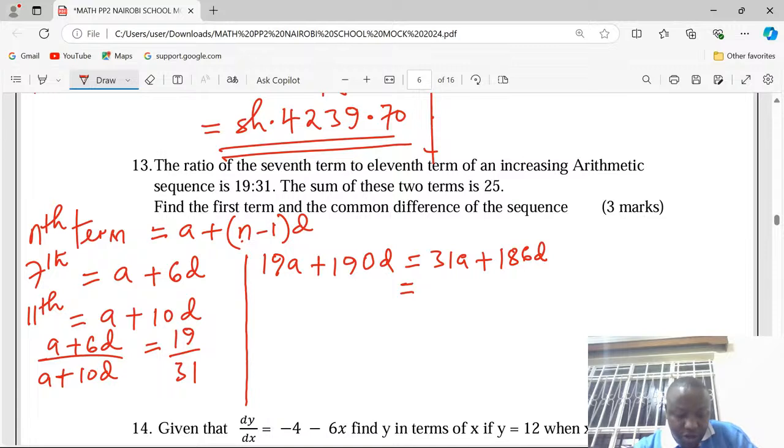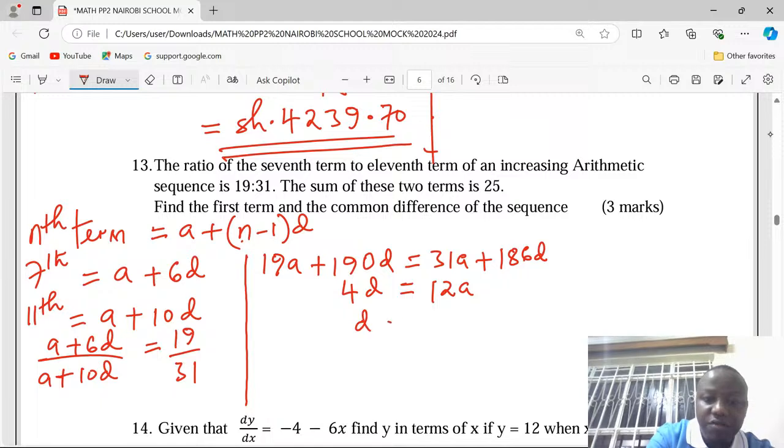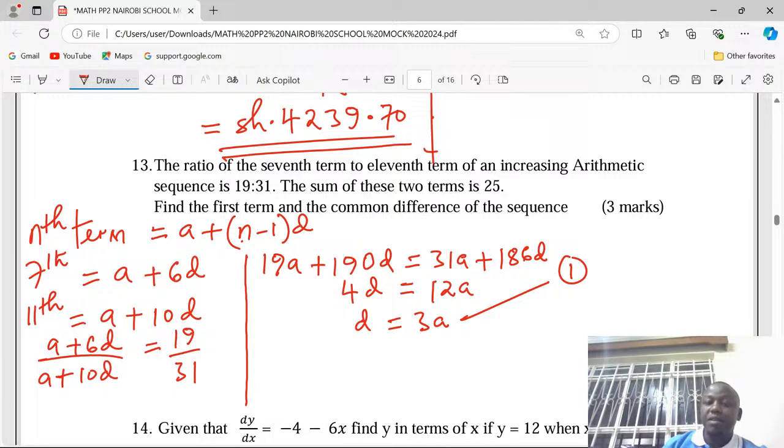31 minus 19 gives us 12a. Then 190 minus 186 gives us 4d. But we can simplify further and say the value of d is equivalent to 3a. This one now is equation 1 and fully simplified.